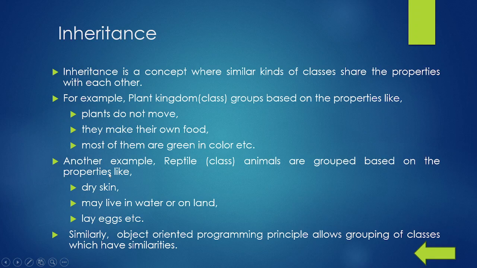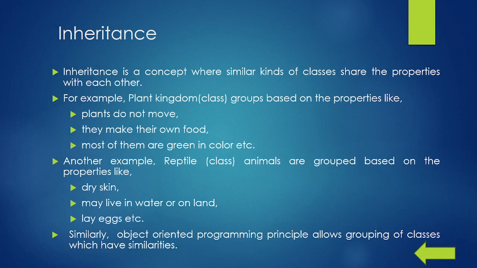Inheritance, the fourth principle. It is a concept where similar kinds of classes share the properties with each other. Many classes are involved. For example, the plant kingdom class. Groups based on properties like they do not move, they make their own food, most of them are green in color, etc. Another example, the reptile class. The animals in the reptile class are grouped based on properties like dry skin, may live in water or on land, lay eggs, etc.